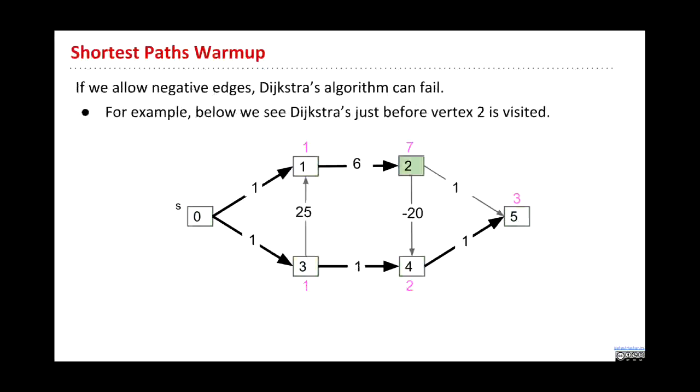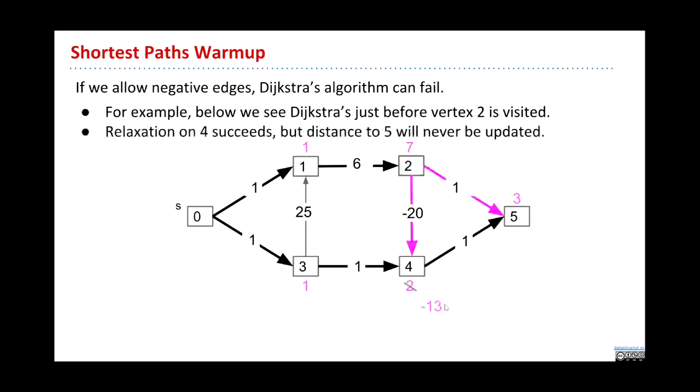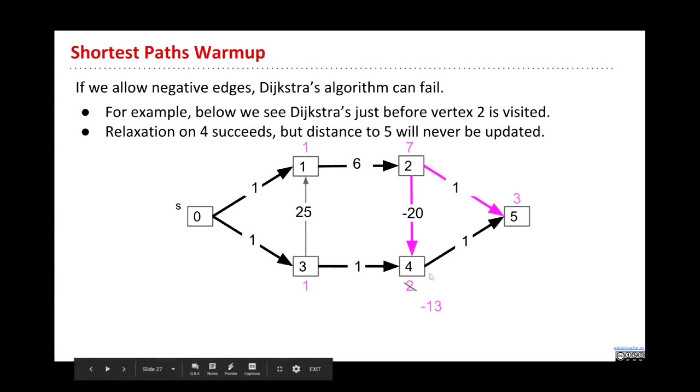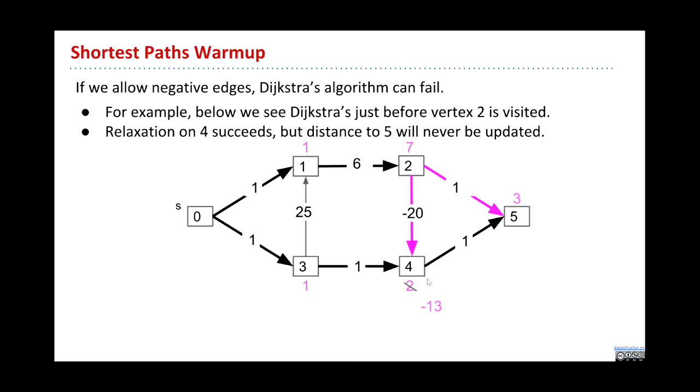Okay. All right. Now, if we allow negative edges, it turns out Dijkstra's algorithm can fail. So, for example, this graph I've put together here, this is Dijkstra's algorithm running, and this is just before it visits vertex 2. Okay? So at this point, we have a good shortest paths tree. Once we visit vertex 2, we're going to relax these two edges. Is minus 20 plus 7 better than 2? Yes. Okay, so we're going to change that value to minus 13.